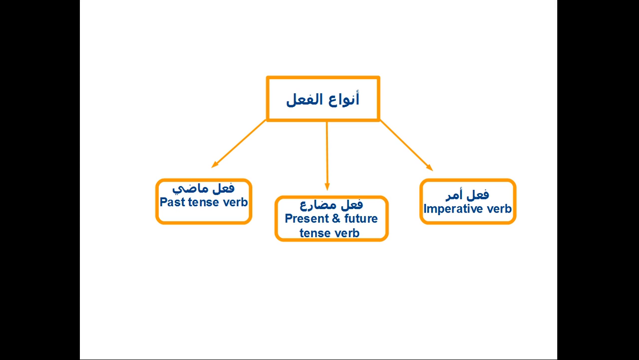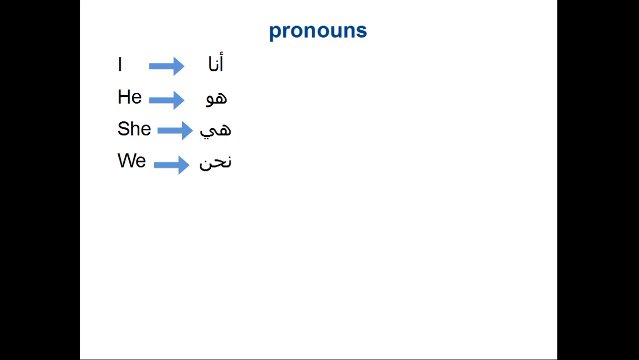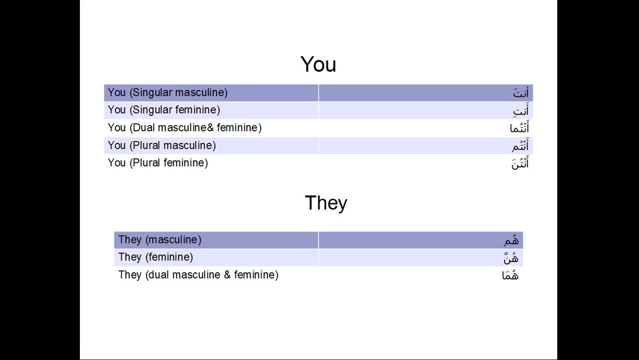Before I start explaining the conjugation, I will tell you about the pronouns in Arabic because they're somewhat different from English. Here are the common pronouns which you can find in English. I, أنا, he, هو, she, هي, we, نحن. Here is the different part.